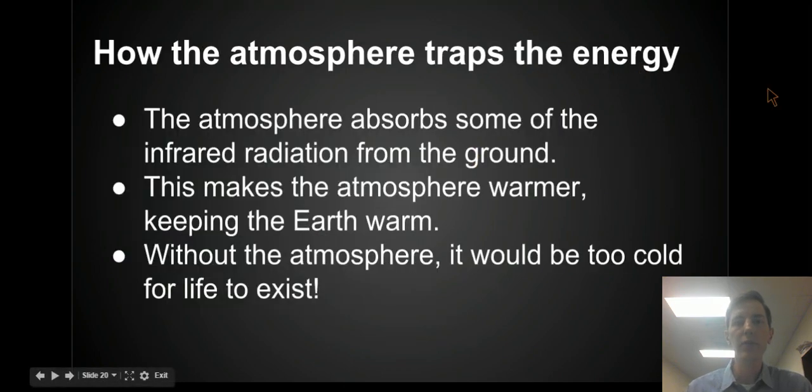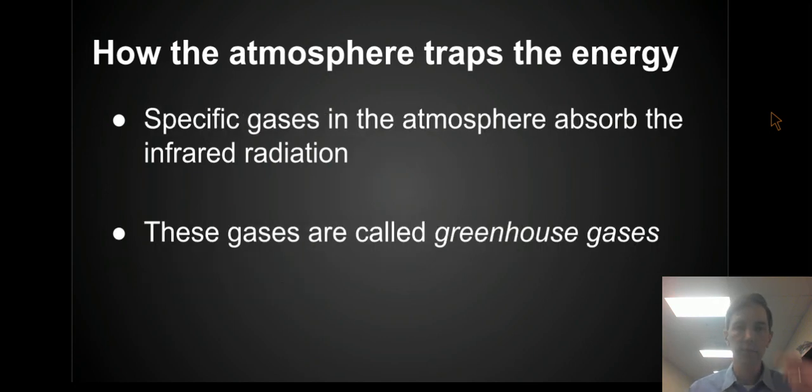So how does the atmosphere actually trap energy? Remember, the ground turned that light energy into infrared radiation, and that infrared radiation shoots back up towards the sky. The atmosphere is going to catch some of that infrared radiation, and that trapped infrared radiation warms up the Earth, and that's what keeps the Earth warm and lets us have the temperature that we have. Without the atmosphere, it would be too cold for life to exist. The atmosphere is important because it warms up the Earth enough so life can exist.